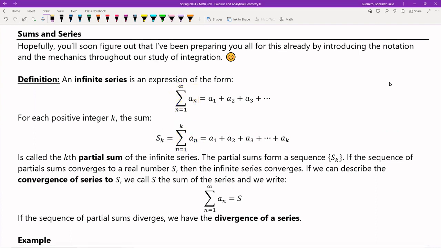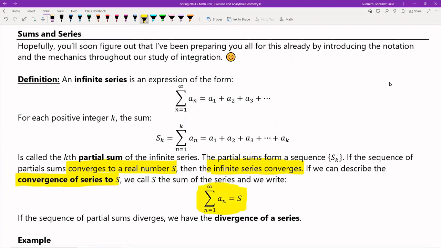Let me get to some more definitions. The partial sums form a sequence. If you grab the sum that stops at 3, the sum that stops at 4, the sum that stops at 5, the sum that stops at 20, you have a sequence of values. Those partial sums form the sequence S of k. If the sequence converges to a real number S, then we say that the infinite series converges. That means our infinite series is getting closer and closer to a particular value. We call that the convergence of the series, and that's this right here.